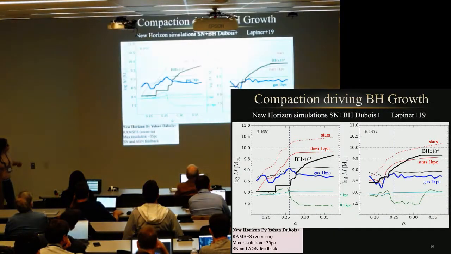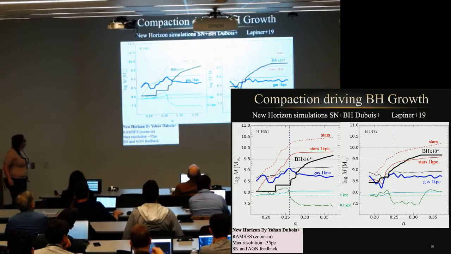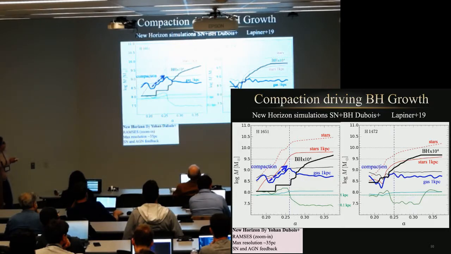So this is the New Horizons simulations. Here I'm using just 2 galaxies as an example. You'll see the blue line is the gas within 1 kpc, and the thick black line is the black hole mass times 10 to the 4. And we see a compaction followed by black hole growth.